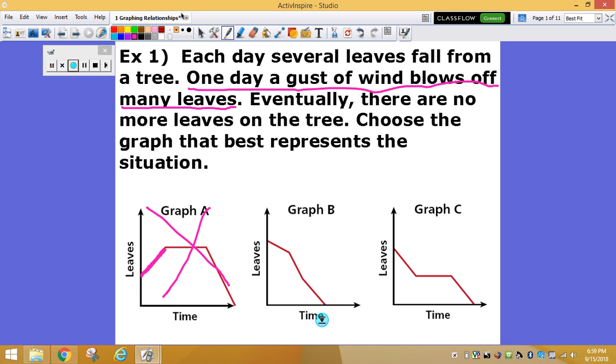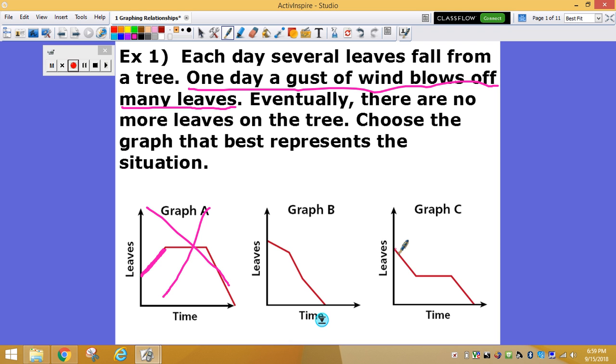Choose the best graph that represents the situation. Okay, so every day some leaves are falling from a tree. One day the big gust blows off a lot, and then there are no more. So we need to choose between B and C, which one best shows that. So let's look at B. Leaves are falling, a lot of leaves fall, more leaves fall, and then it ends.